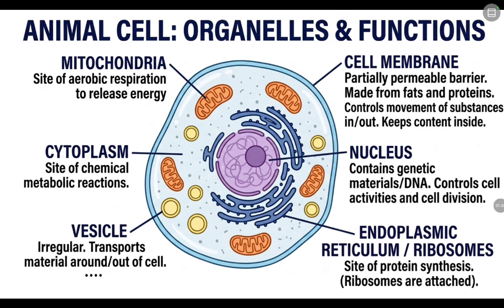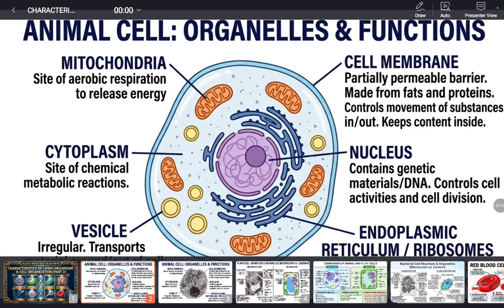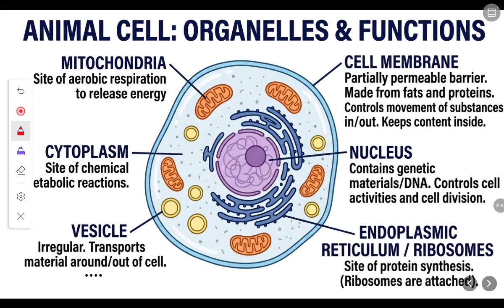Now, this was about cytoplasm and mitochondria. Now moving on to the vesicle. The vesicle is an irregular shaped object. It transports material around and out of the cell. So a vesicle can move out of the cell by exocytosis and enter into the cell by endocytosis, and these terms you are going to need in your AS level, but not now.